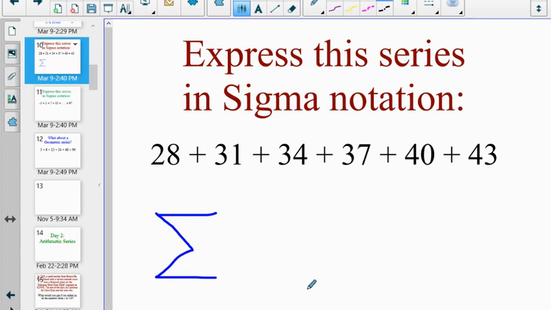Here's my sigma. I'm adding up a whole bunch of terms. Let's see, I've got 1, 2, 3, 4, 5, 6. So I suppose I could go from n equals 1 to 6. But I don't know if I want to commit to that. I'm going to think about what these terms look like. Let's see. Going up by 3 each time. This is an arithmetic series. The difference between the terms is a constant.